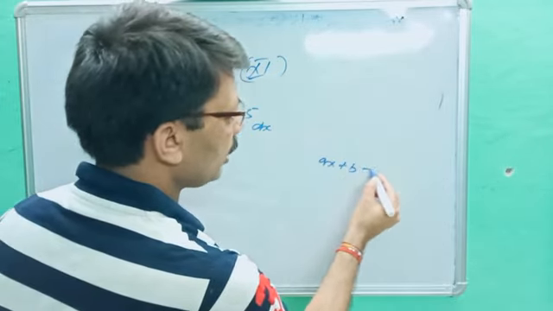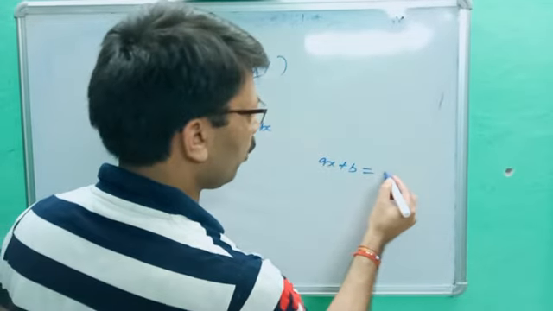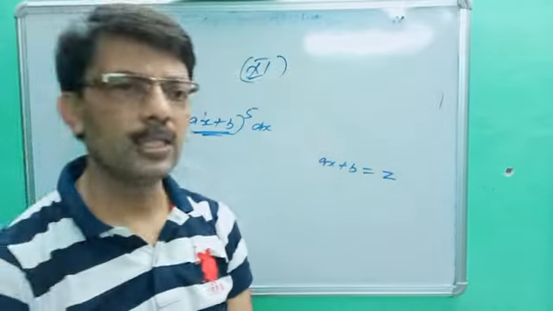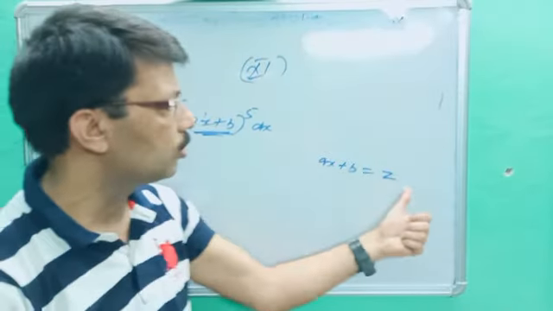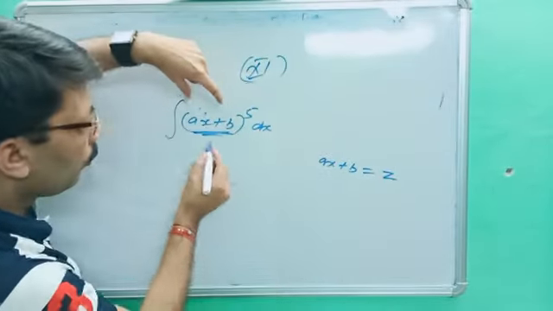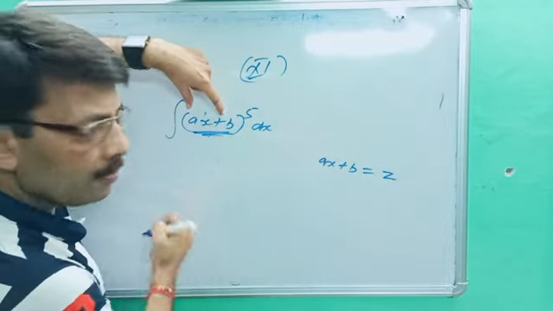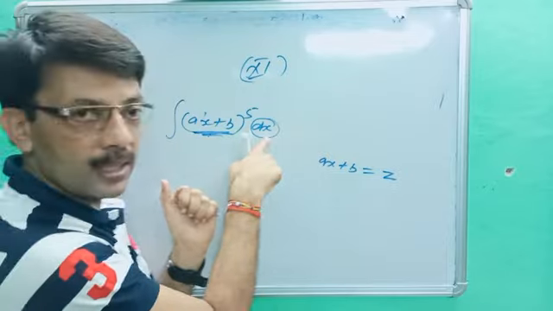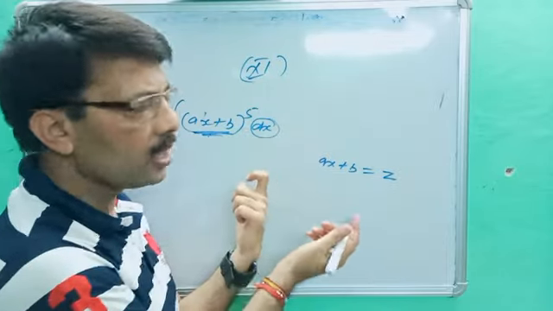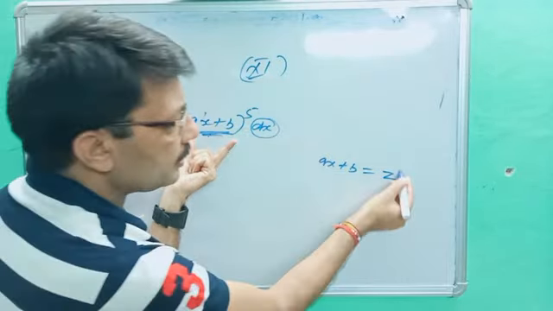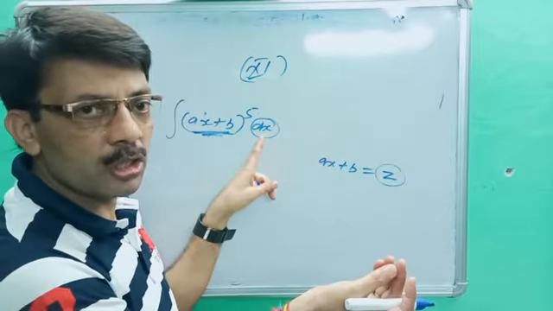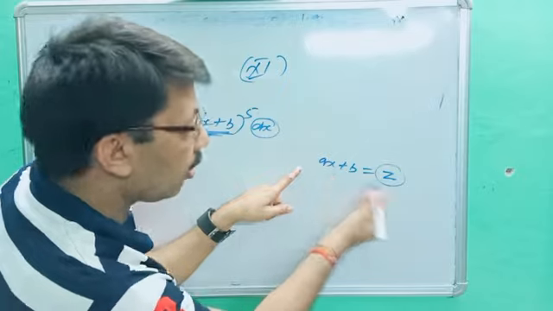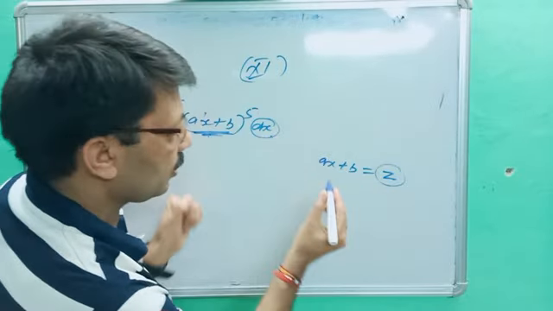Let's suppose ax plus b is equal to z. We substitute, so when you put z here, it becomes z power 5. In the place of dx, we need dz, because when the function is substituted by z, dx must also be substituted by dz. So you differentiate, not integrate, to get dz.